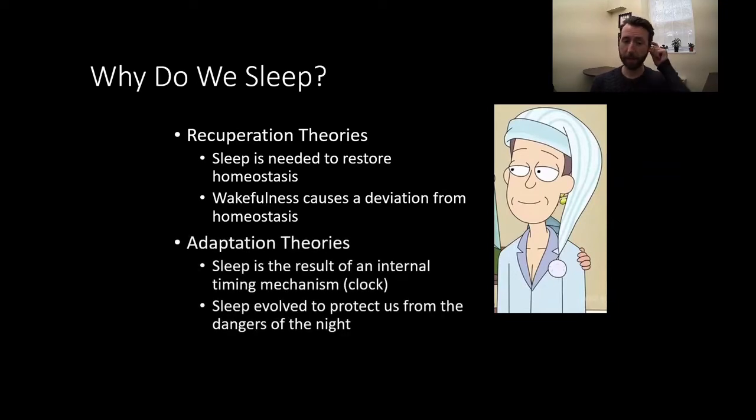There are also adaptation theories that sleep is the result of an internal timing mechanism, so our internal sort of biological clock. Sleep has potentially evolved to help us to be protected from the dangers of the night, right? We're diurnal animals. We like to stay awake during the day. We don't see so well at night. So it makes sense that we might have a sort of adaptation built in to keep us out of danger and put us in a safe place to rest during the time when we can't see potential predators.